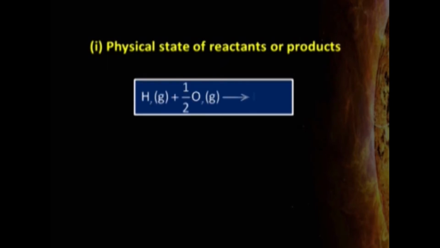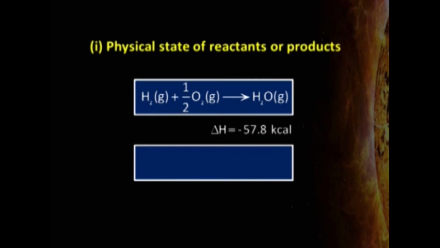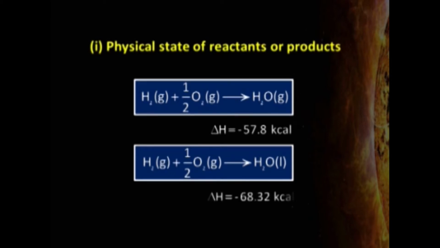Gaseous hydrogen plus half O2 gaseous gives you H2O gaseous, then delta H for this reaction is minus 57.8 kilocalories. But if gaseous hydrogen plus half O2 gaseous gives you H2O liquid, this equation is used. Delta H for this equation is minus 68.32 kilocalories.